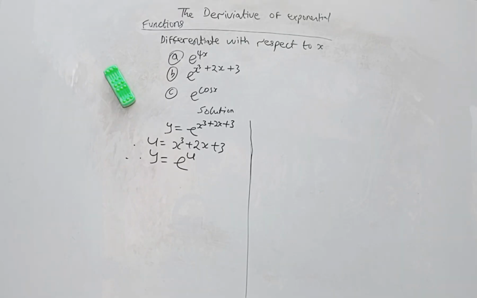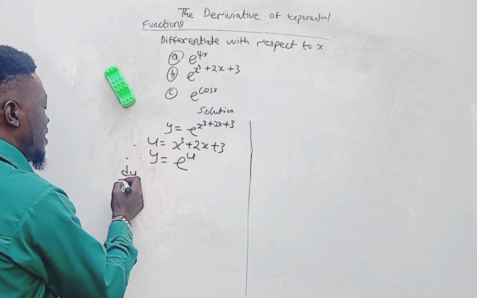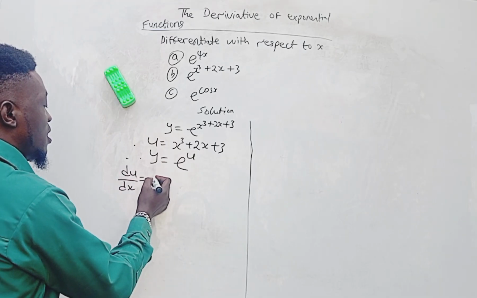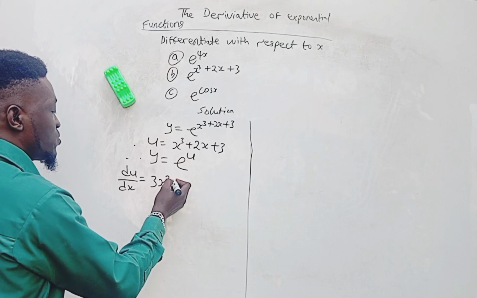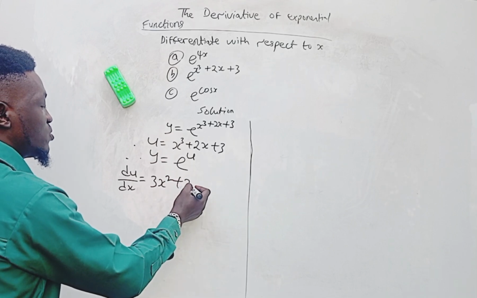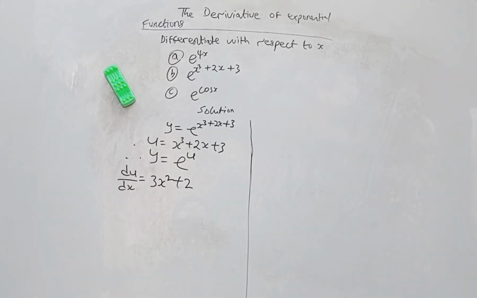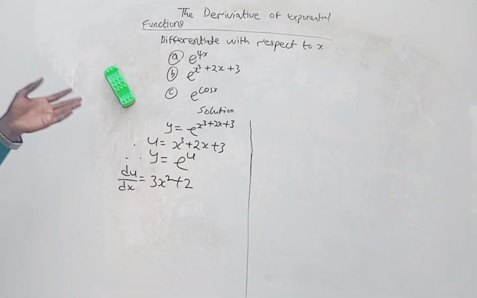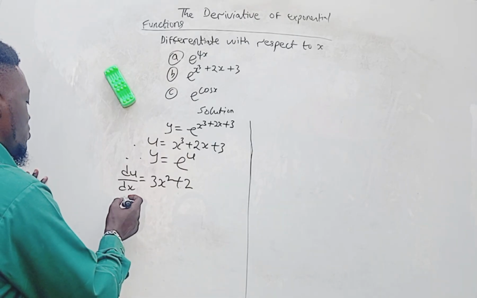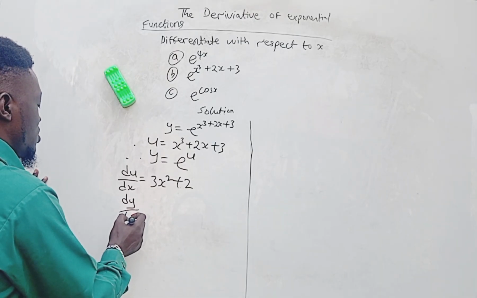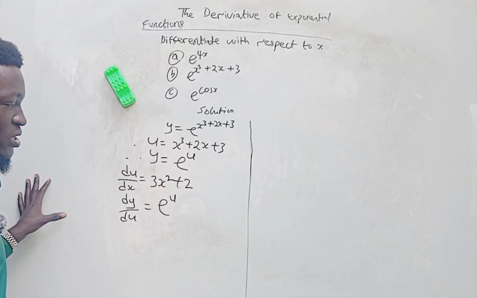Let's start from du over dx. Du over dx will be 3s raised to power 2 plus 2. The constant is 0, so there is no point of writing the constant. Then for dy over du, dy over du is essentially e raised to power u. It is not going to change.